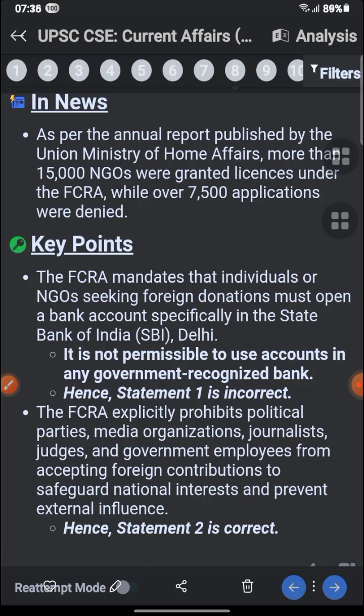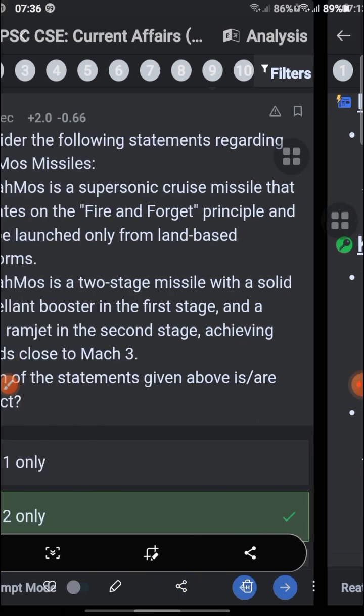FCRA has an annual report by the Union Ministry of Home Affairs. It published that more than 15,000 NGOs were granted licenses under the FCRA and 7,500 were denied. So FCRA mandates that an individual or NGO seeking foreign donations open a bank account in the State Bank. It is not permissible to use an account in any government-recognized bank. Okay, so not any government bank, but it explicitly prohibits political parties, journalists, and government employees from accepting foreign contributions to safeguard national interest.